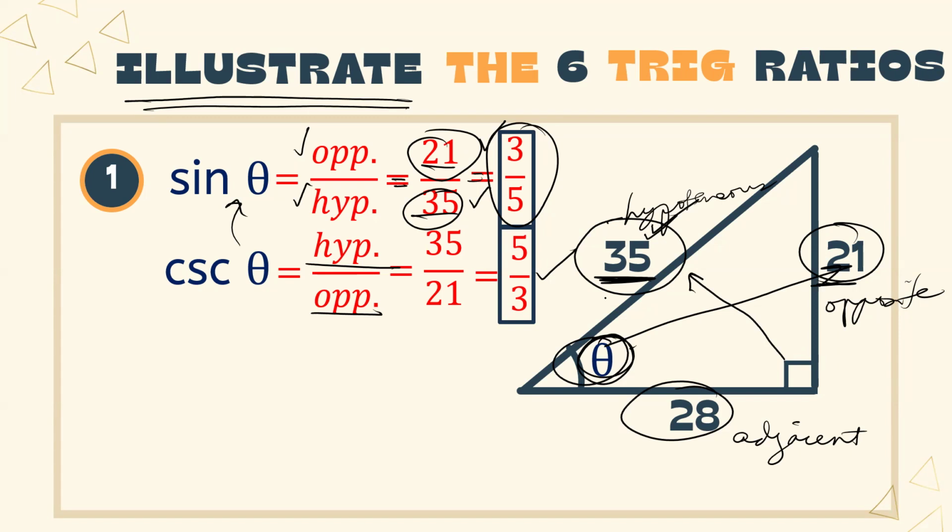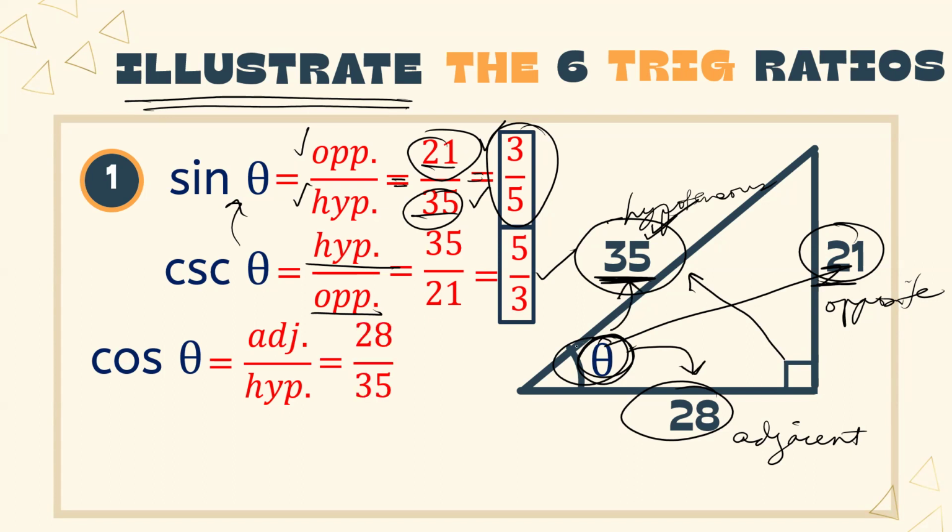Very good. Okay, now let's go to cosine. Cosine is adjacent over hypotenuse. So what's the adjacent side of angle theta? Very good. That's 28. And hypotenuse is again 35. So that's 28 over 35. Simplify this further, that's 4 over 5. Okay, are we able to get it? Very good.